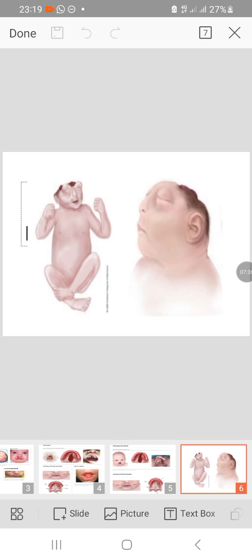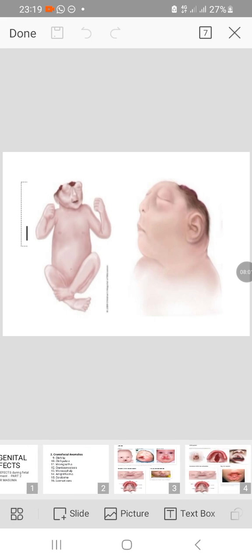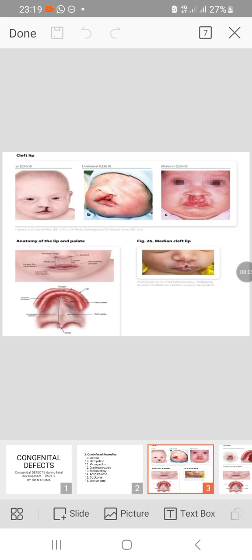So this is microcephaly. It is not related directly to the neural crest cells, but neural crest cells are the ones which cause microcephaly. So here we've talked about neural crest cells. Those neural crest cells cause these defects: microcephaly, the cleft palate, the cleft lip.